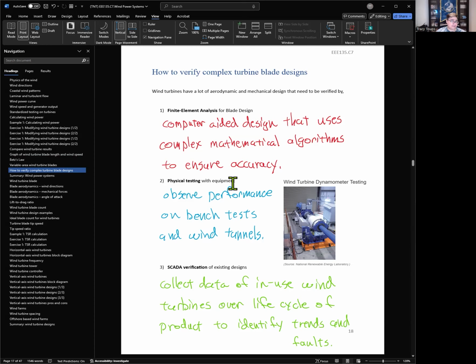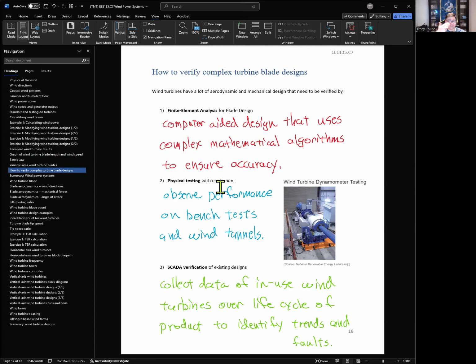Okay. Another way we could do that is the physical testing. So let's say we make a design. We use a finite element analysis to verify it works on mathematical models, but I still want to verify that it works physically, right? Because that's the way I know. You can have all the mathematical calculation modeling you want, but I won't trust something unless I physically see it work.